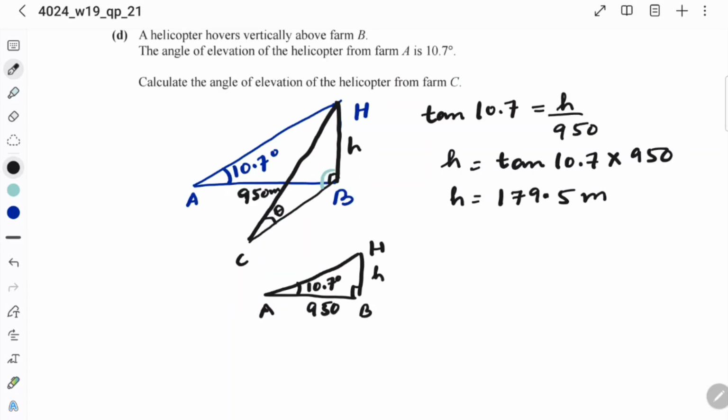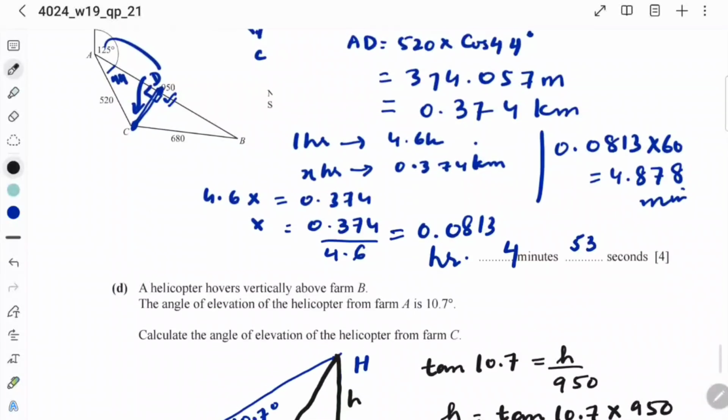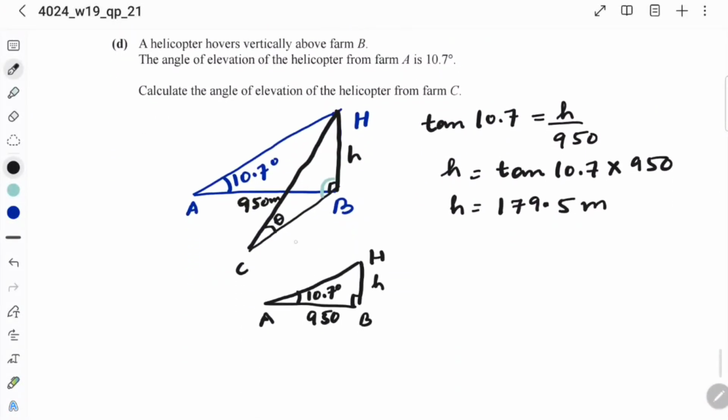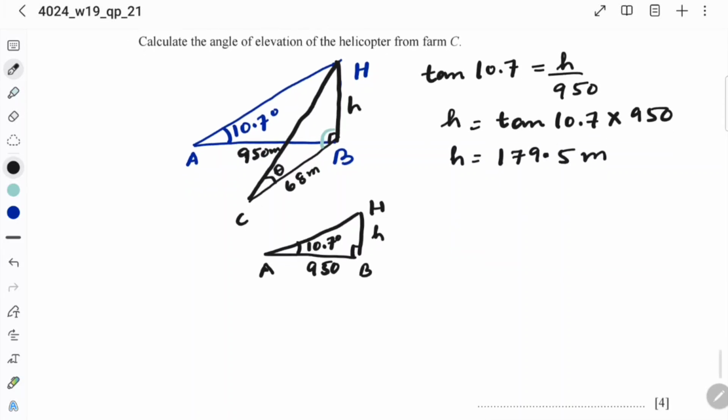Okay, now we can easily find this angle. As we know from the above parts, your CB side is 680, so this is equal to 680 meters. So I'm drawing one more diagram to find the angle of elevation, where the height is 179.5, with B, H and C, this is the angle of elevation, and this is 680. All right, so again SOH CAH TOA is applicable.